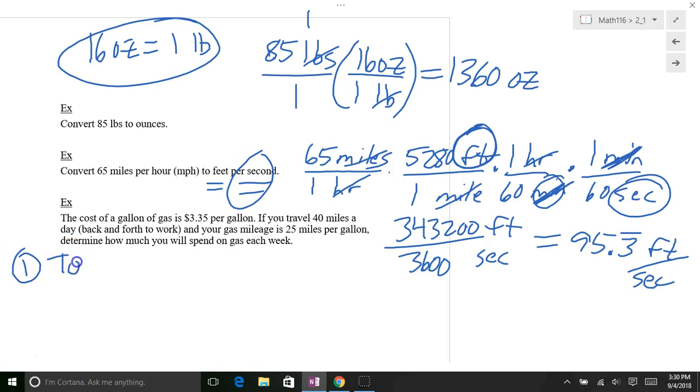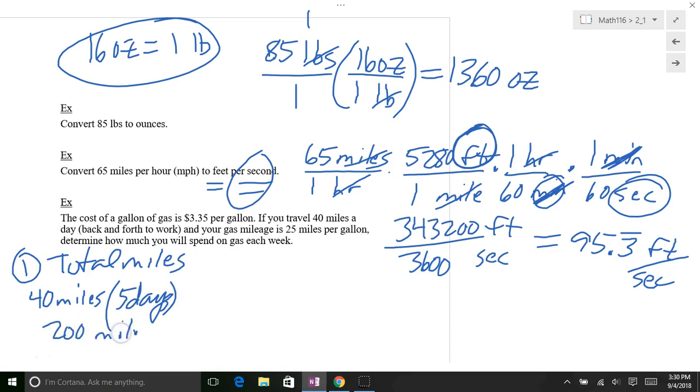Well, number one, what's the total miles that we drive? We drive 40 miles per day, and we're going to do that for 5 days. So we're going to drive 200 miles total for the week, because this is asking how much we are going to spend on gas each week.